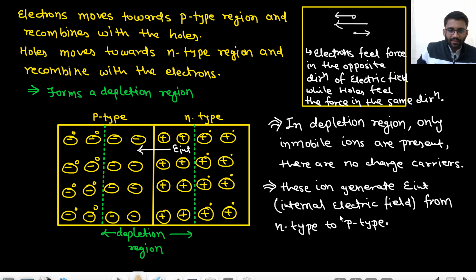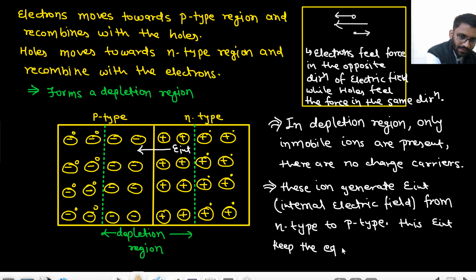So these ions generate an internal electric field from n-type to p-type. This internal field keeps the equilibrium. Okay, this is keeping the equilibrium, okay. Hole is feeling the force in this direction, they remain there. Electron feels the force in this direction, they remain there.